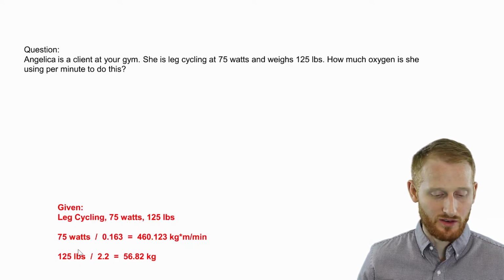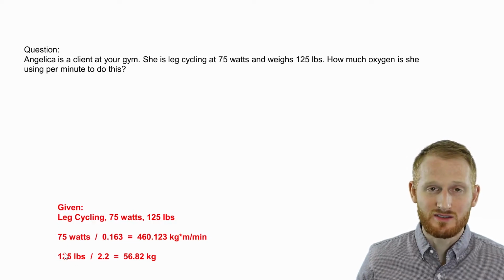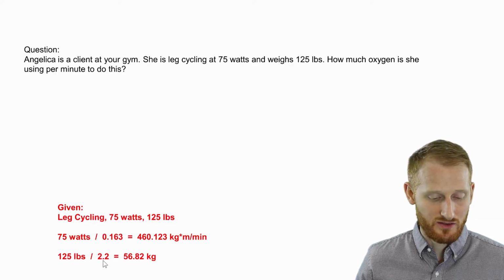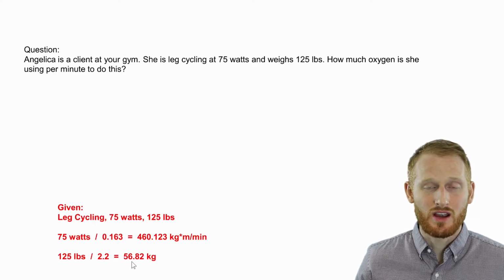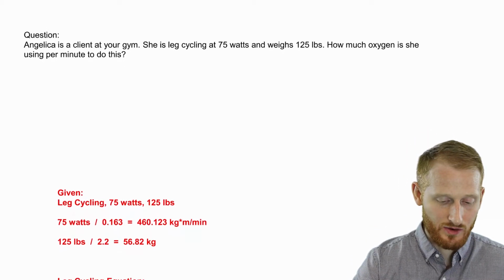We also need to convert from pounds to kilograms, so we take the 125 pounds, that is her body mass, divide that by 2.2, which is the conversion factor from pounds to kilograms, and we get 56.82 kilograms as her body mass. Alright, so we now have everything in the correct units.